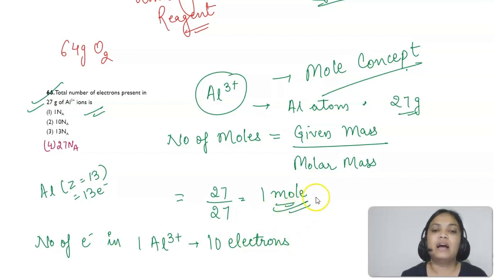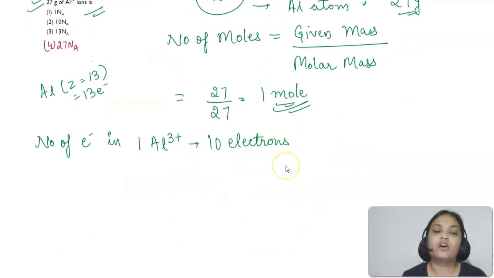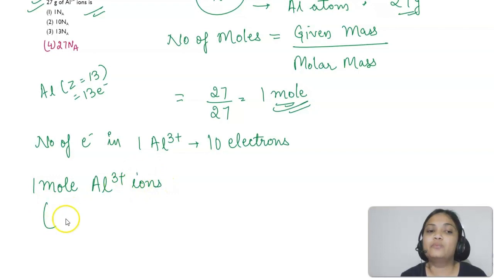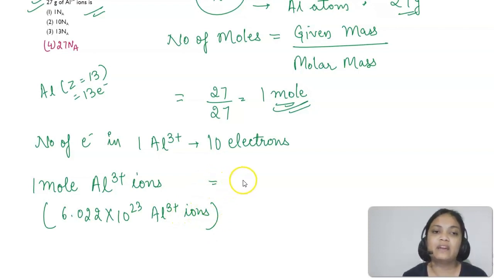Okay, and 1 mole of aluminium ions means Avogadro's number of aluminium ions, which is 6.022 into 10 to the power 23 aluminium ions. So students, this much aluminium ions will be having how much? 10 into 6.022 into 10 to the power 23 electrons.